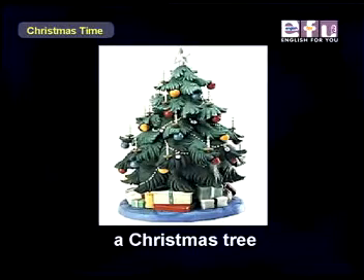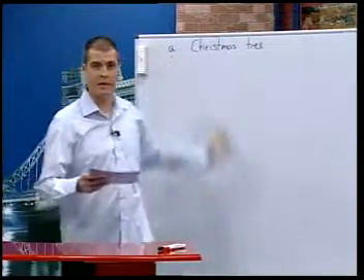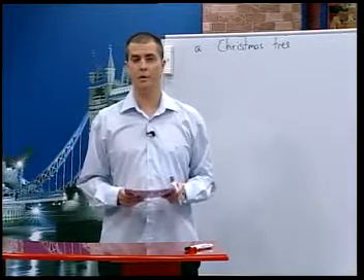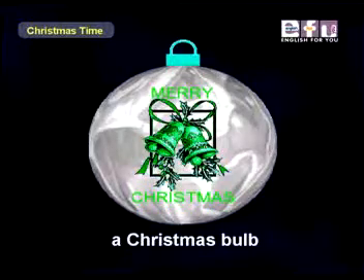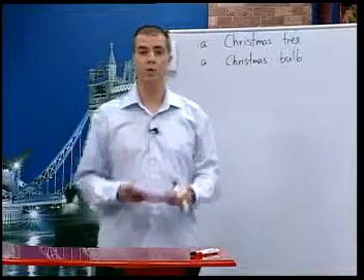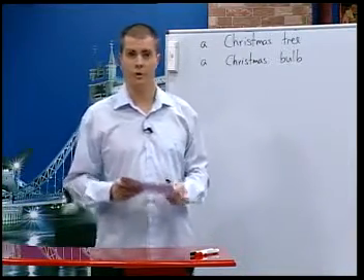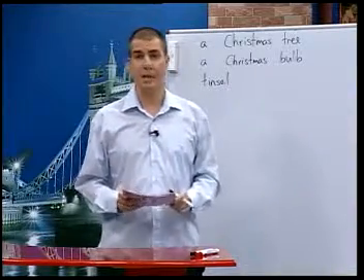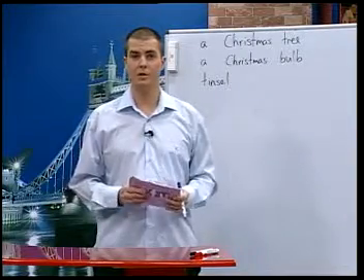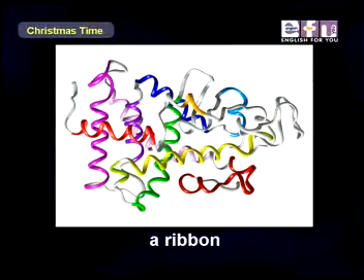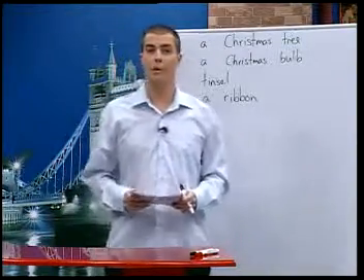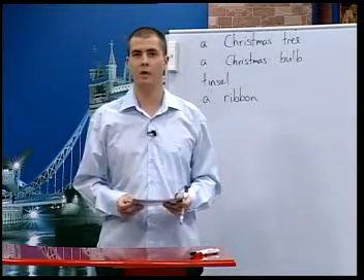A Christmas tree. A Christmas tree is a fir tree, either real or artificial, that you decorate for Christmas. A Christmas bulb is an ornament that people hang on Christmas trees. Tinsel is thin strips of shiny paper used as decorations for Christmas. A ribbon is a long, narrow piece of cloth, also used for decorations at Christmas time.